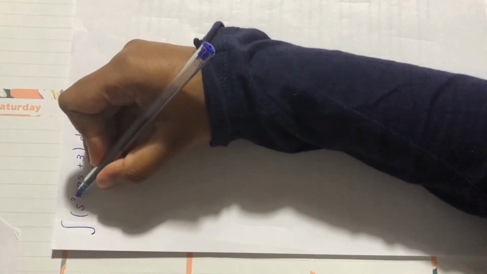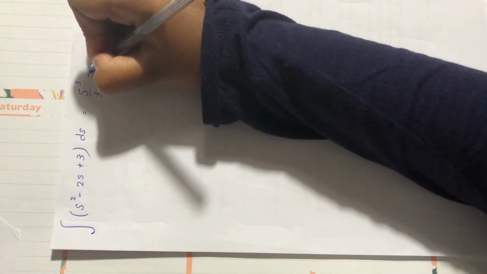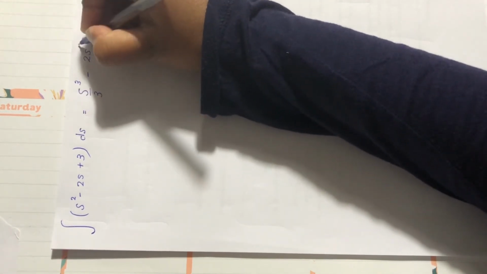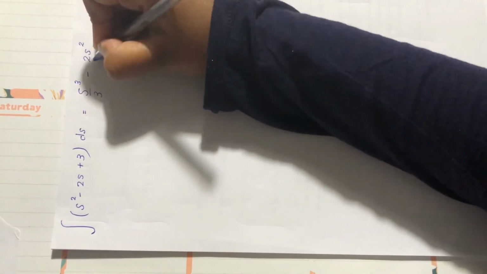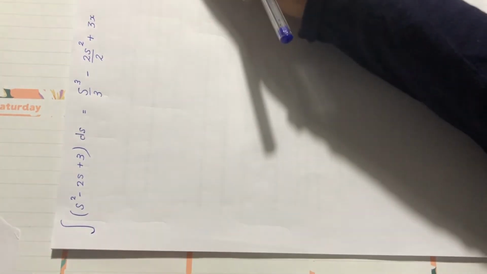So here we have s squared, so it's going to be s to the power 3 divided by 3, minus 2s, here power 1 plus 1 is 2, over 2, and then plus 3, integrating a constant, it's going to be 3s. Again, we are considering an indefinite integral, so we add plus c, the arbitrary constant.